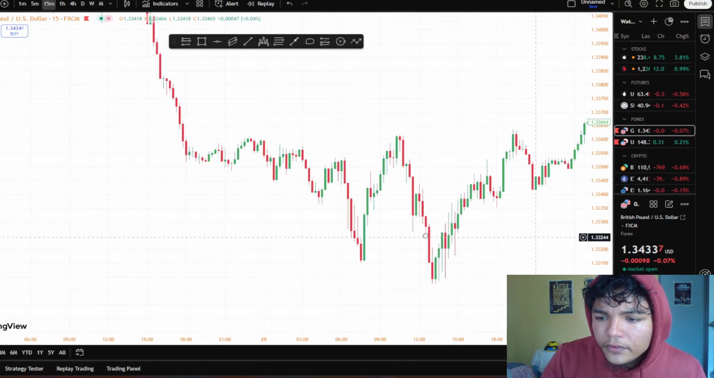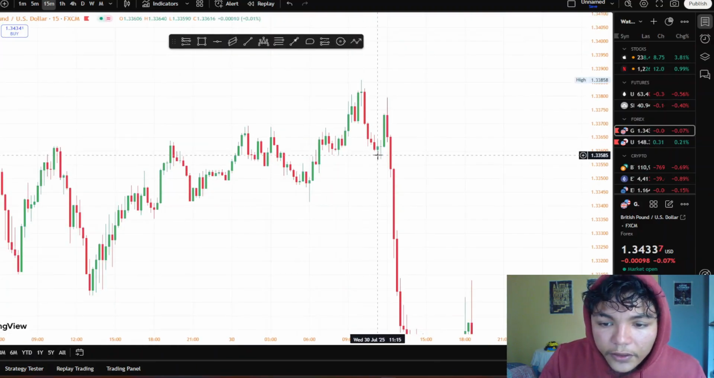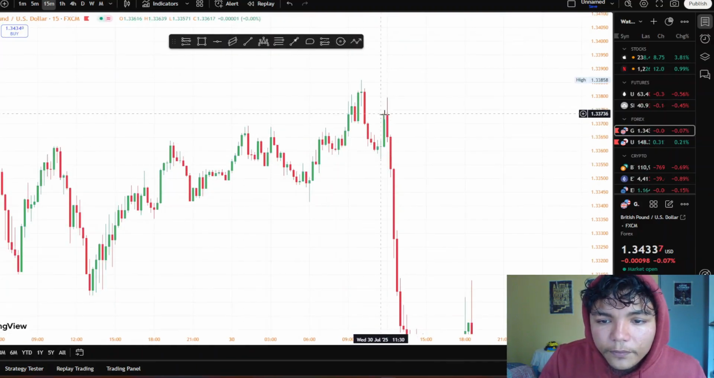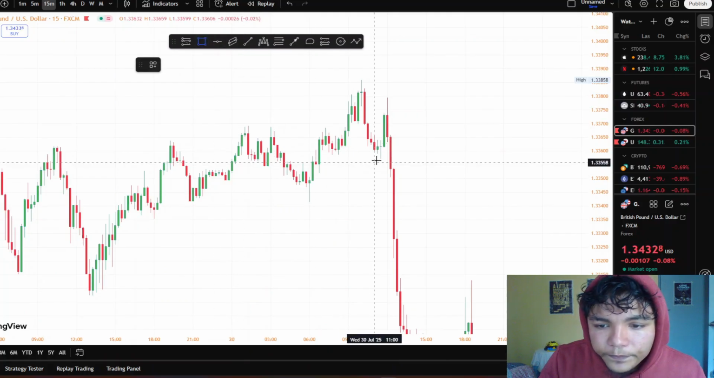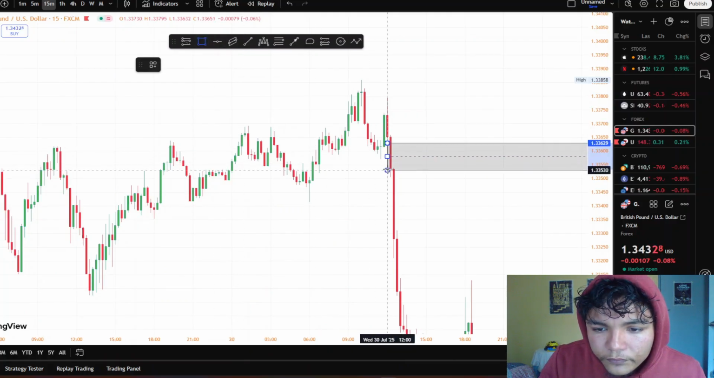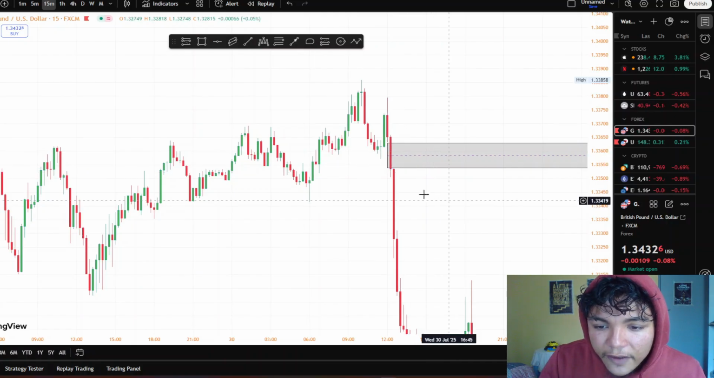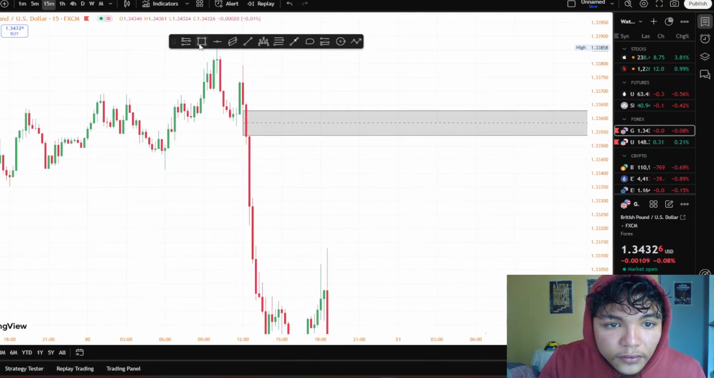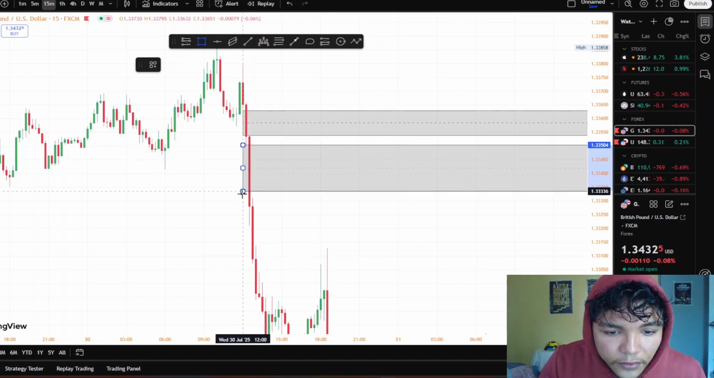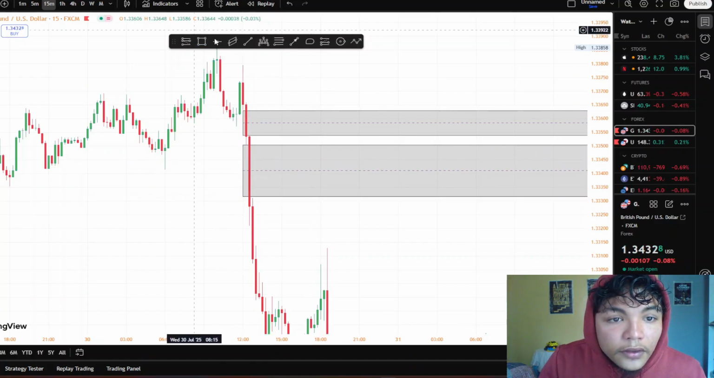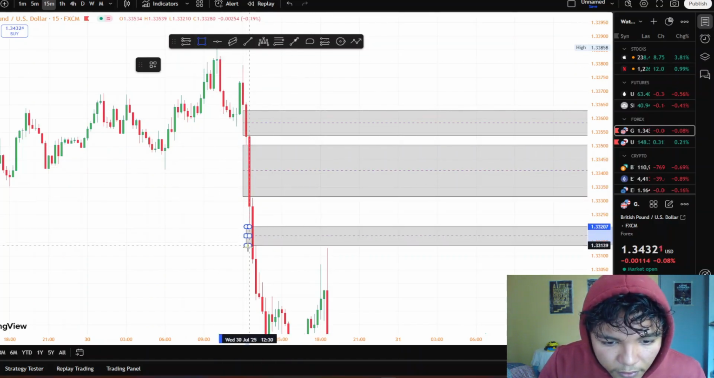No gaps. Okay, here we have another gap. Nope. Yeah, here we have another gap. Here we actually have a lot of gaps. So there we have one. Here we have one. There we have one.